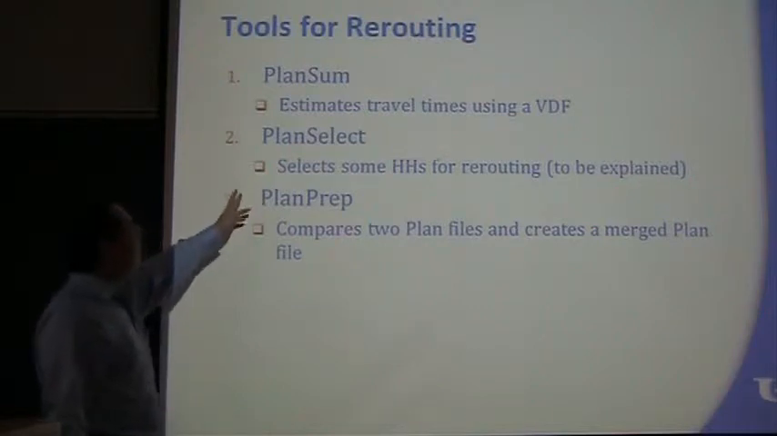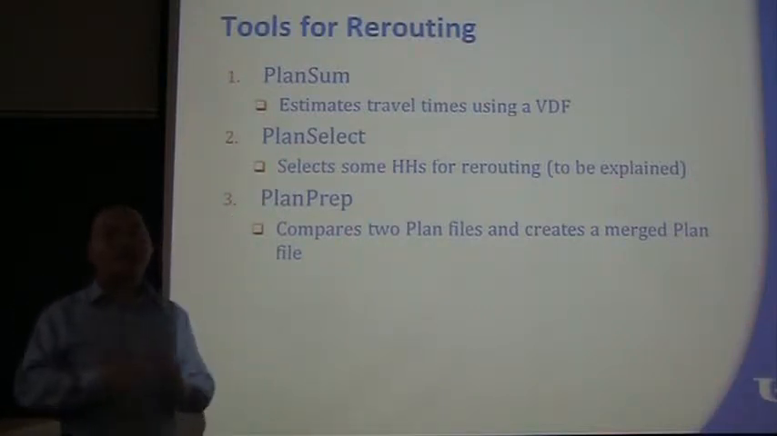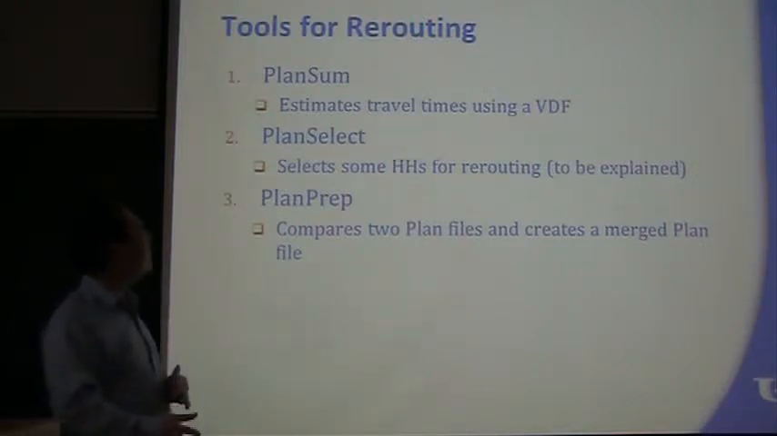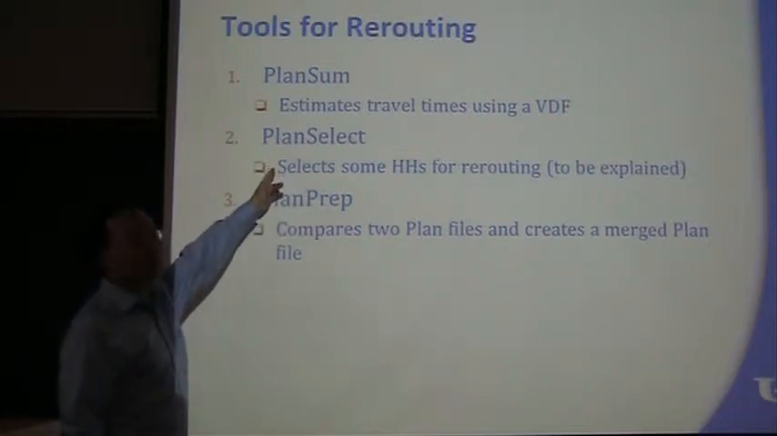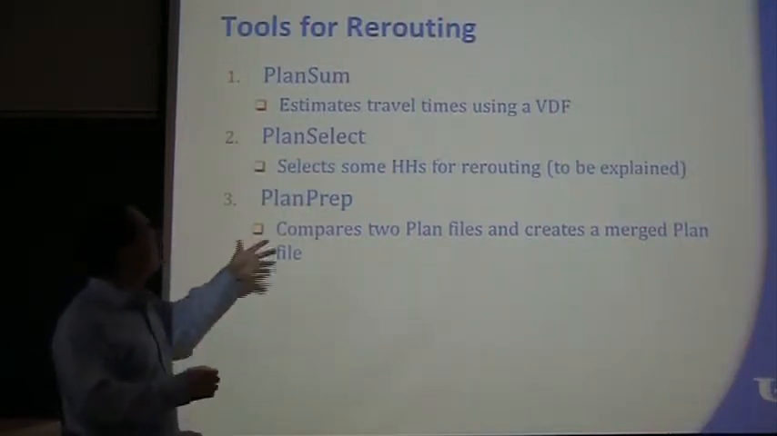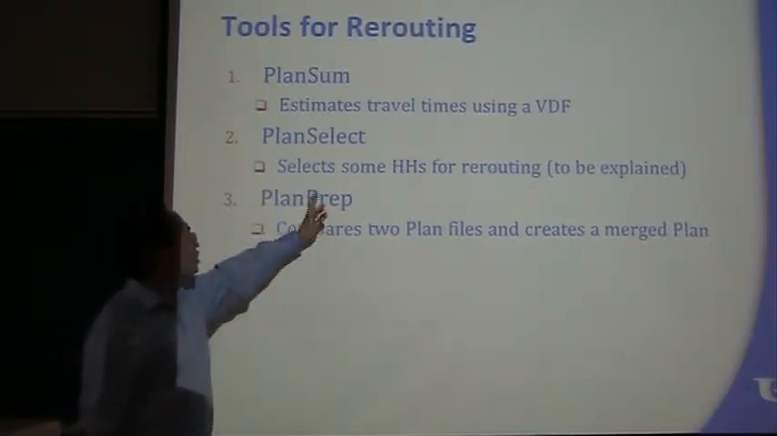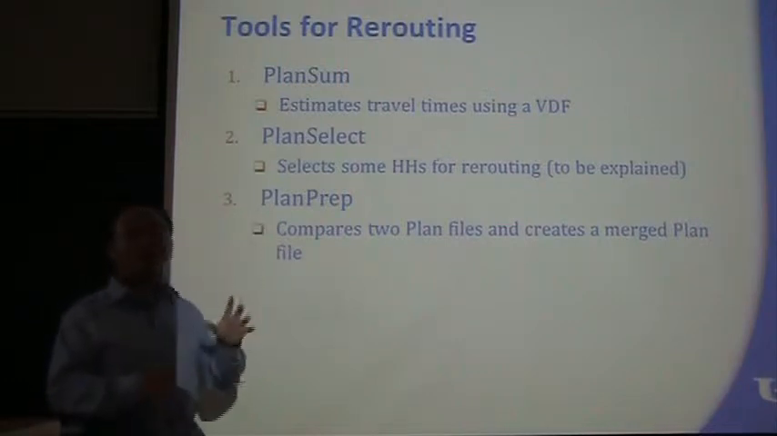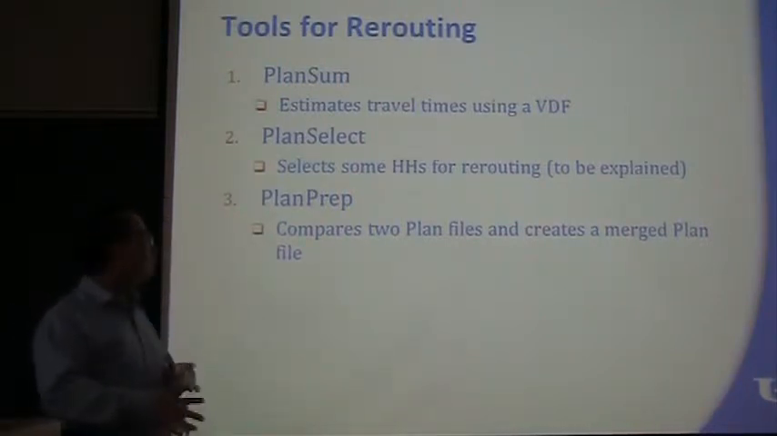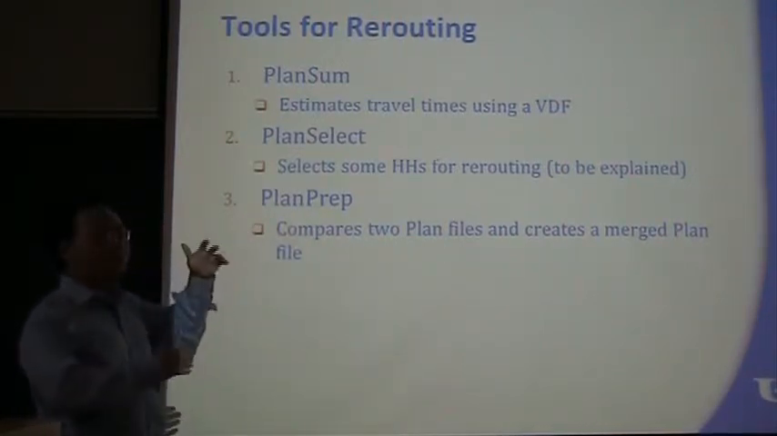The second one is called PlanSelect. In PlanSelect, some households are selected from the whole household set for rerouting, and it's to be explained. So it's for selecting plans. PlanSum is for estimating the travel times. The third one is called PlanPrep, plan preparation. And this tool had been used in your last homework. I used that only for sorting. But plan preparation can do two things. The first thing is sorting.